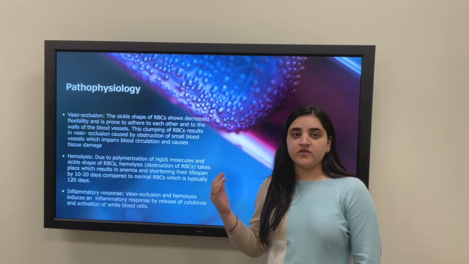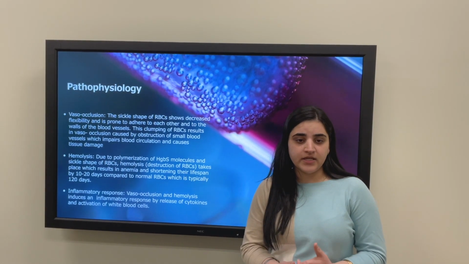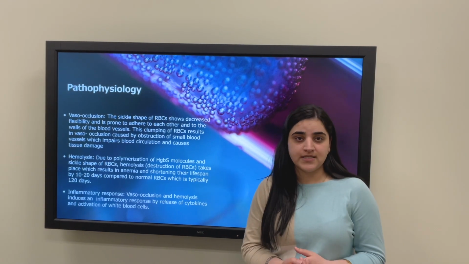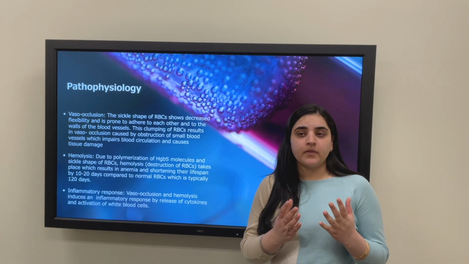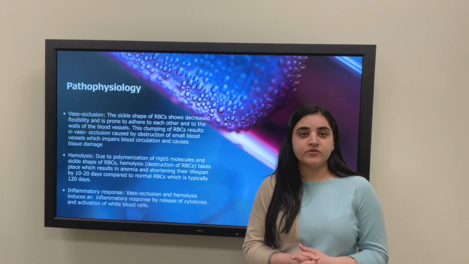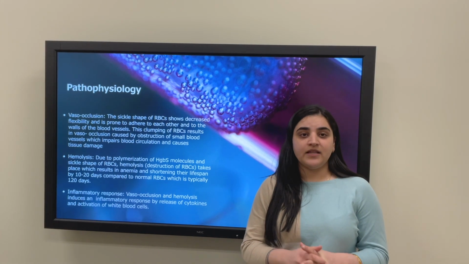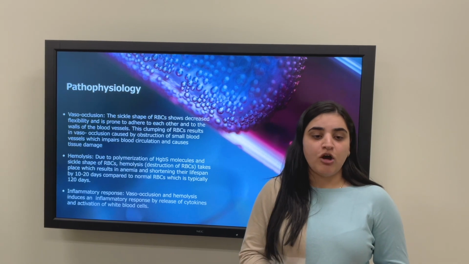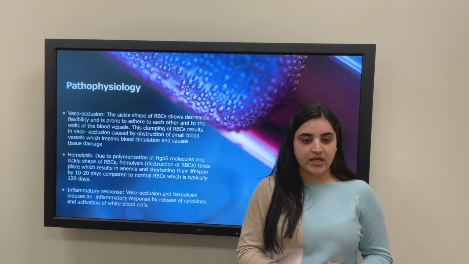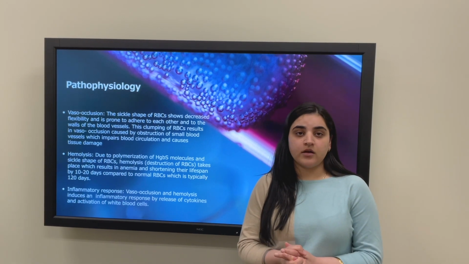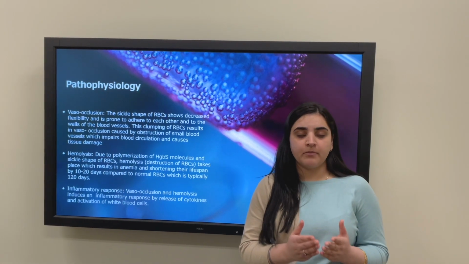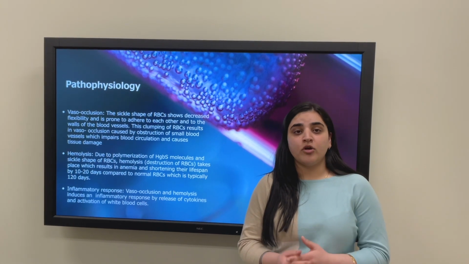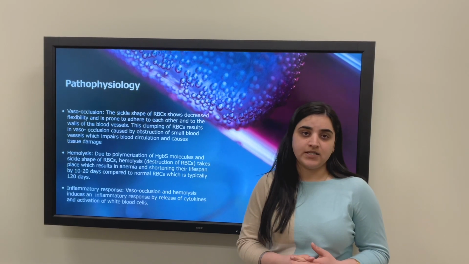The sickle shape of the cells shows decreased flexibility, and due to this decreased flexibility, they stick to each other and to the walls of the blood vessels. That clumping of red blood cells results in obstruction in the vessels that inhibits circulation in the body. Due to the polymerization of the hemoglobin molecules and the sickle cell shape, destruction of red blood cells occurs. Due to destruction, the life of the red blood cells drops to 10 to 20 days, as compared to the normal life of red blood cells, which is 120 days.